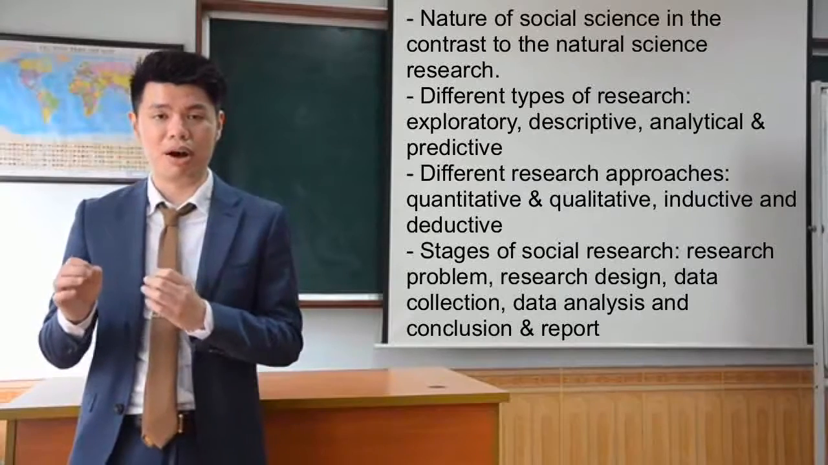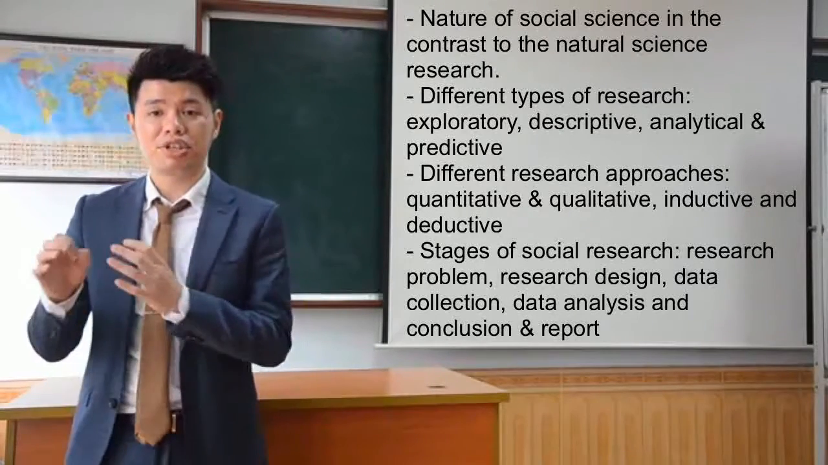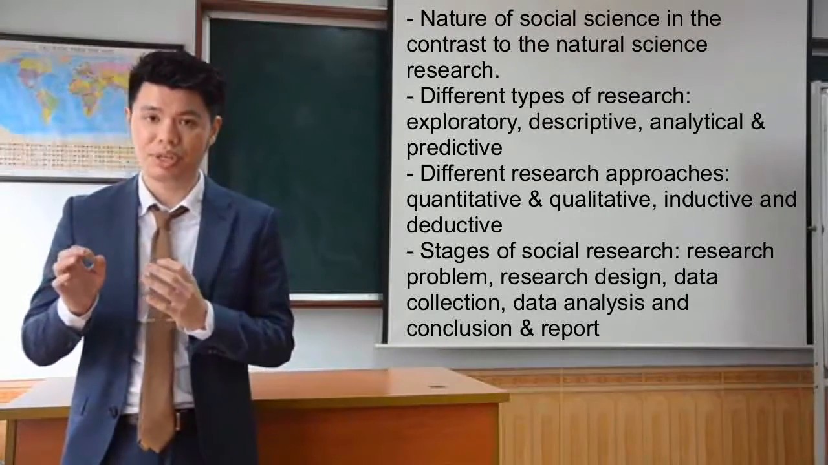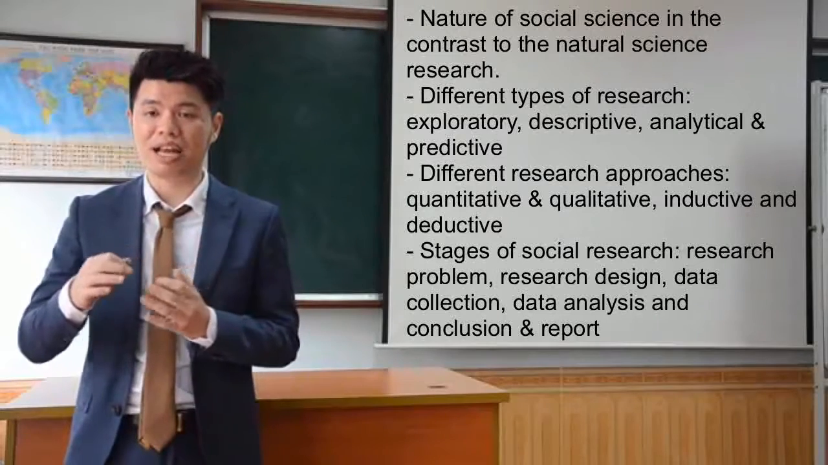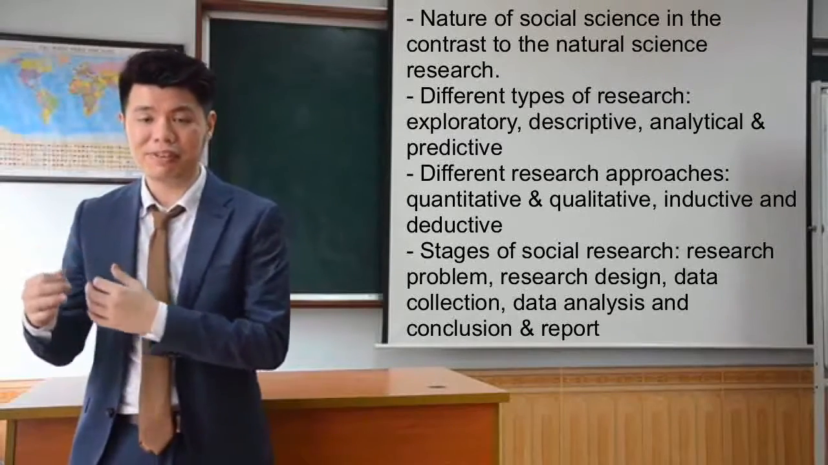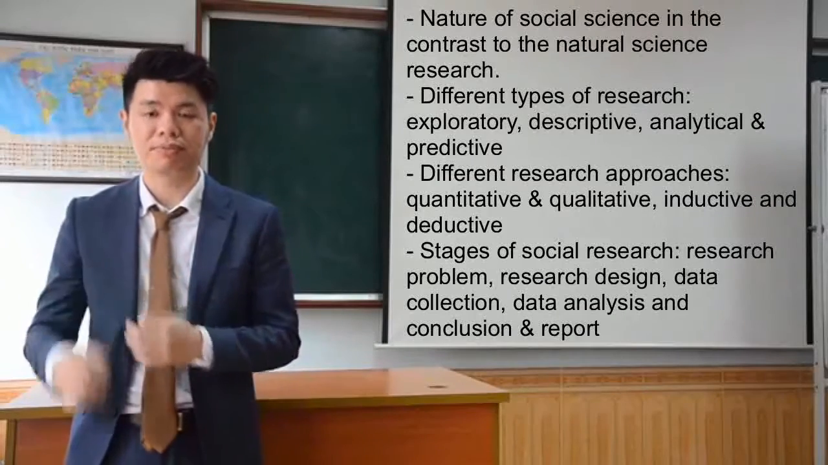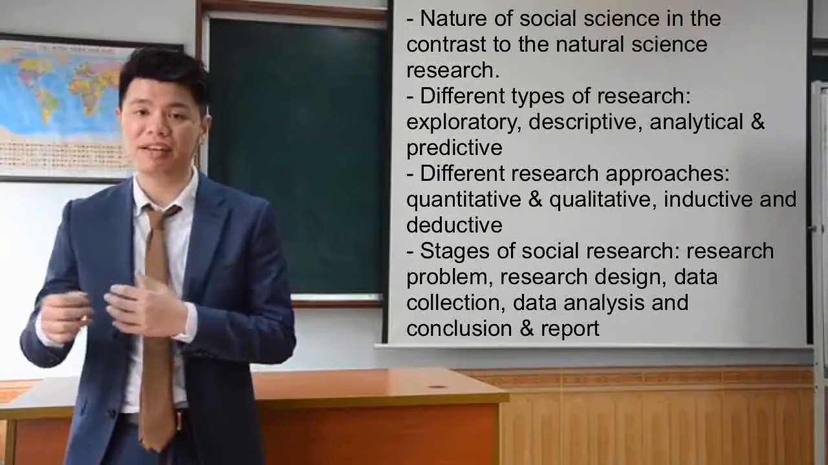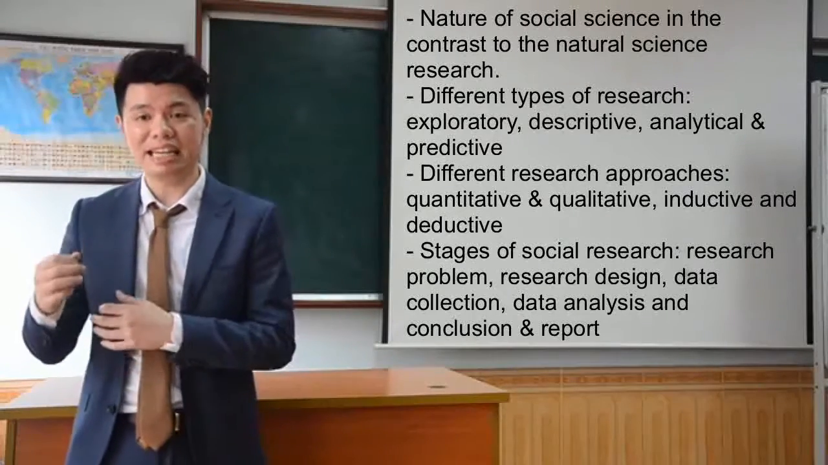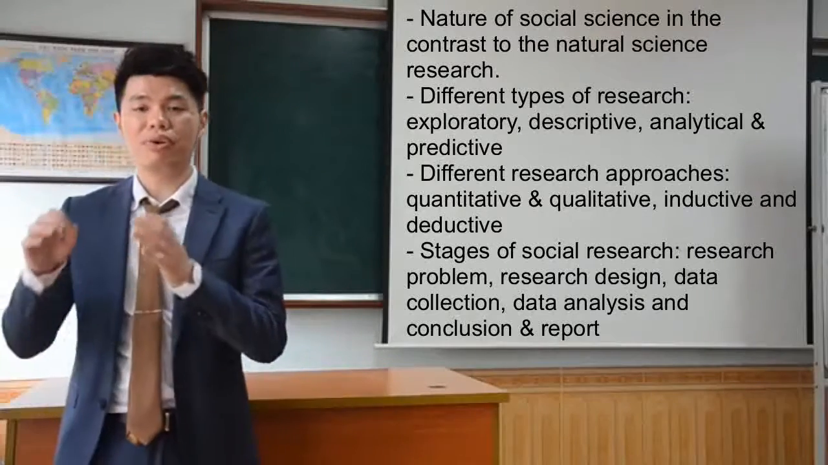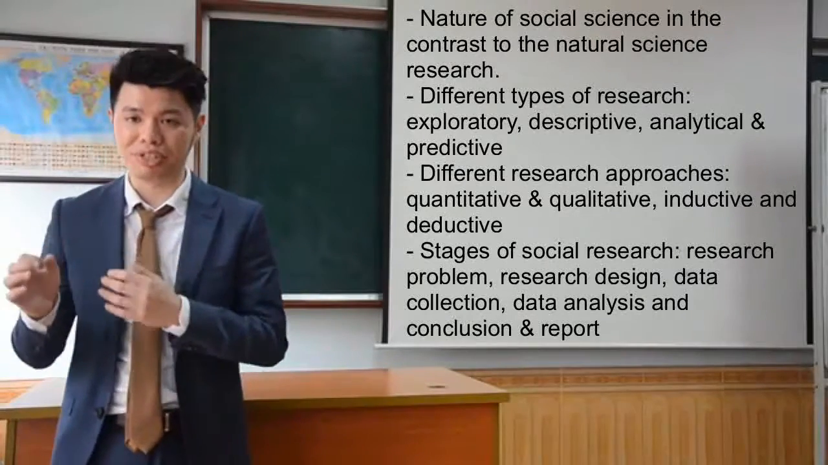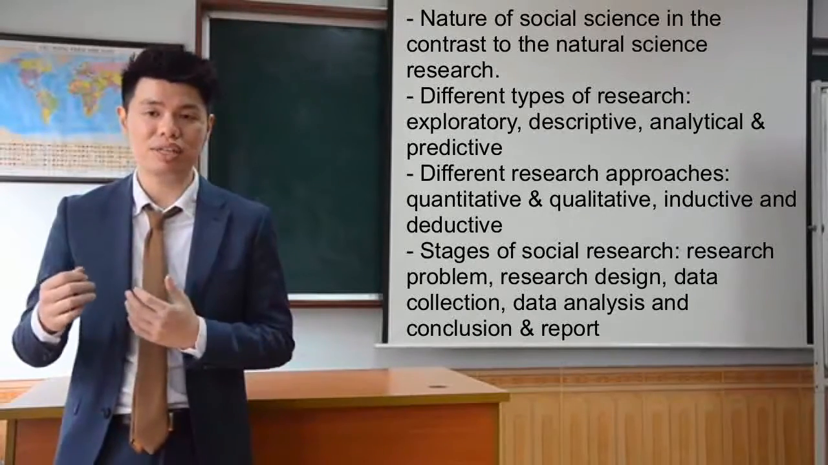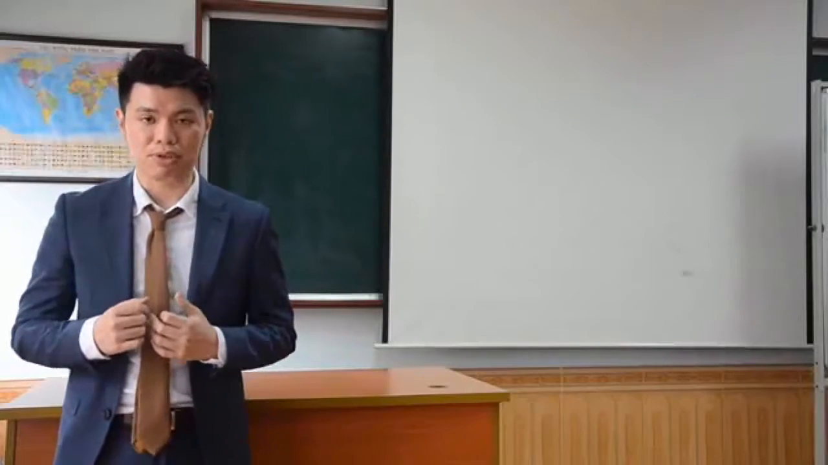Chapter 1 is about the concept of research. The chapter will explain the nature of social science in contrast to natural science research. It explains the different types of research like exploratory, descriptive, analytical, or predictive research. We also discuss the different research approaches like quantitative and qualitative approach, inductive and deductive approach. And we also cover the different stages of social research, including research problem, research design, data collection, data analysis, conclusion, and report.